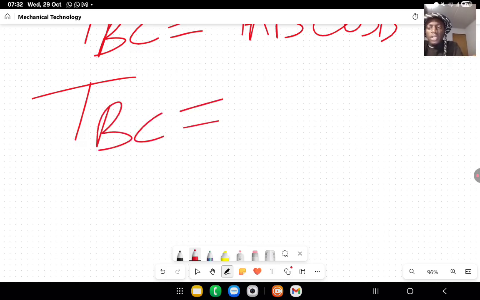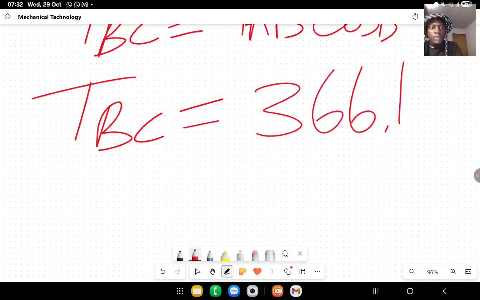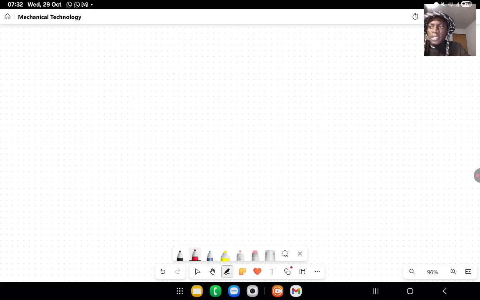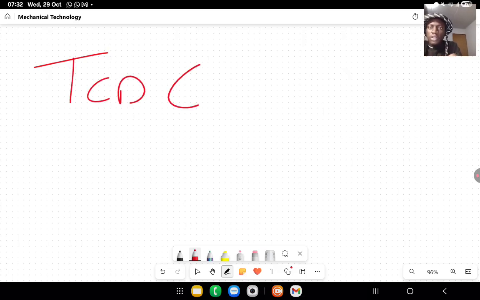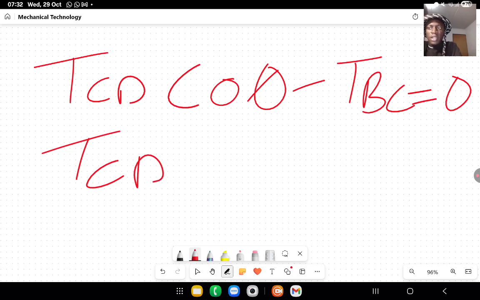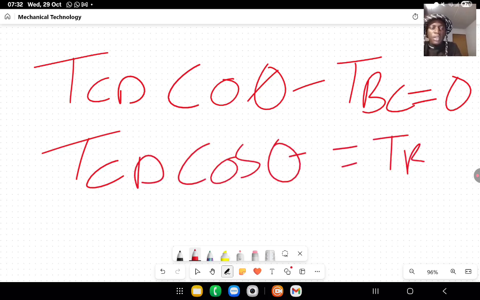will be equals to 366.1 Newton. That was the calculator. Therefore we join equilibrium at C. Therefore we are going to say TCD cos theta minus TBC is equals to 0. Therefore we are going to lead to TCD cos theta is equals to TBC.